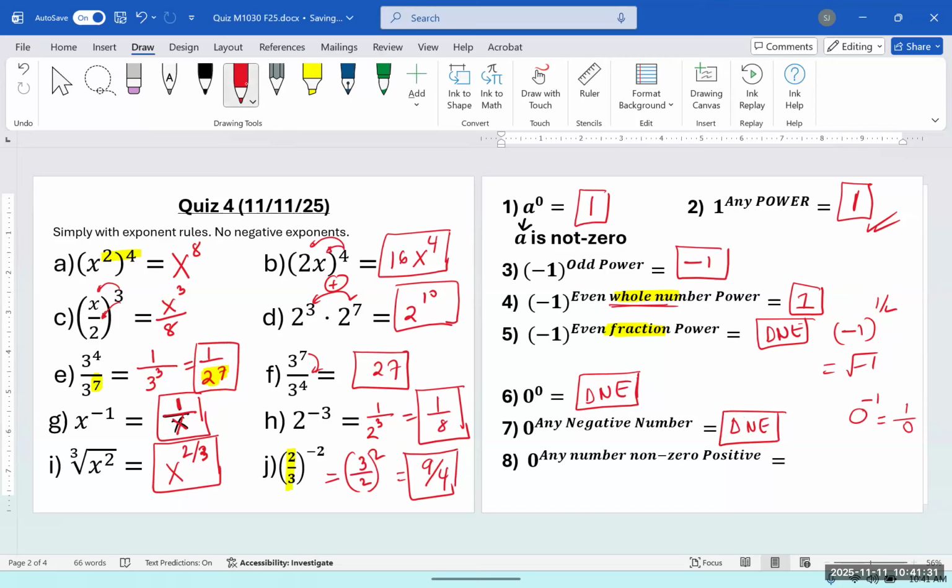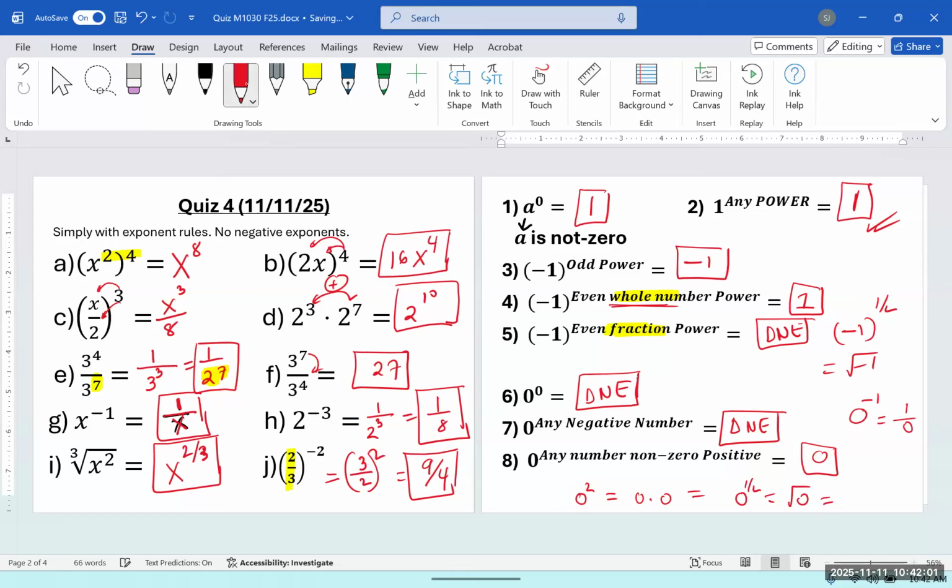And the last one. What is 0 to any positive number which is not 0? Let's say 0 with a square. What is 0 squared? 0 times 0 is 0. 0 to any positive number means you're multiplying them. Or even a fraction power. 0 to the 1/2 means the square root of 0.